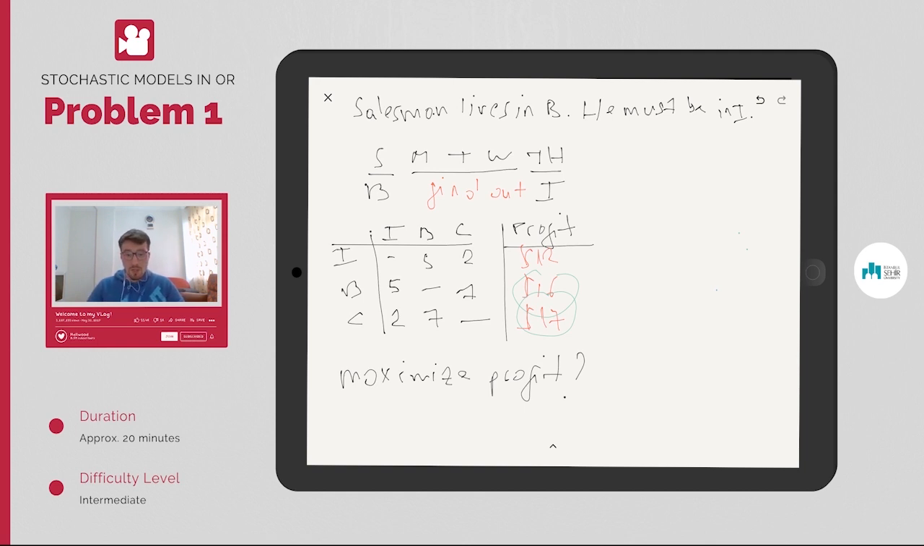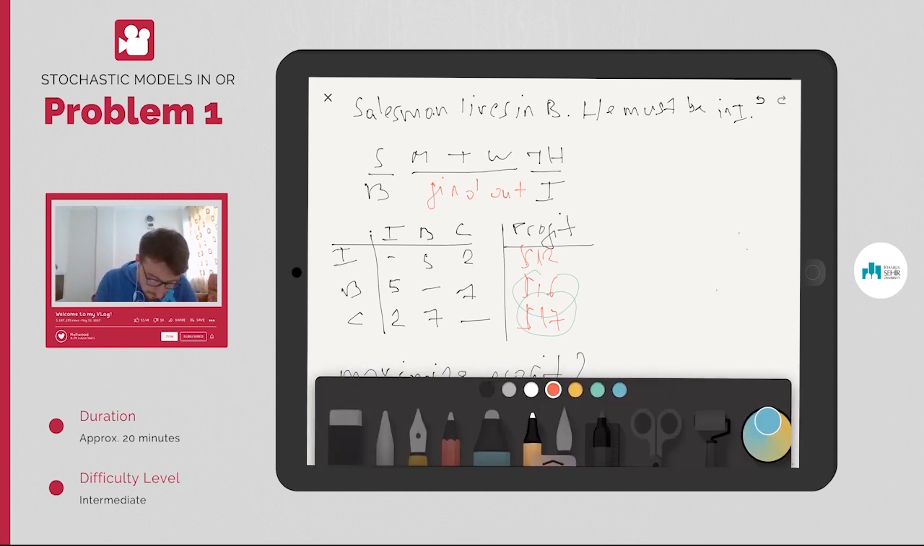A summary of the question would be that we have a salesperson and that person lives in Bloomington. Also, I know that he must be in Indiana on Thursday. And we are trying to determine on Monday, Tuesday, and Wednesday where he should go next. Basically, we have some possibilities for these cities. We have Indiana, Bloomington, and Chicago as his possibilities.